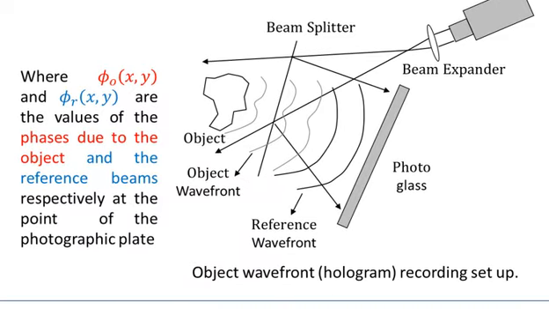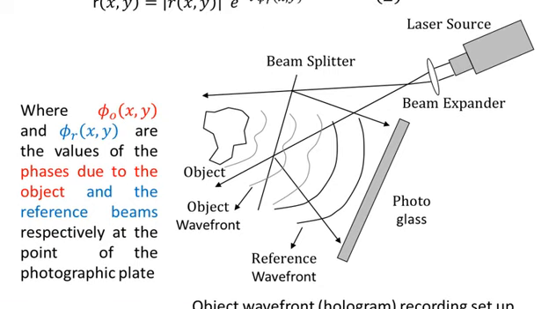Object wavefront, that is the hologram recording setup. We have a laser source, for example a helium-neon laser source. The beam is expanded because the diameter of the original beam is very small, so we need to expand the beam using the beam expander.